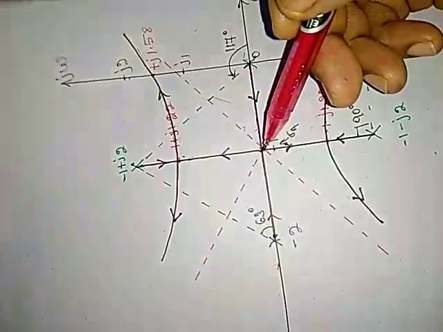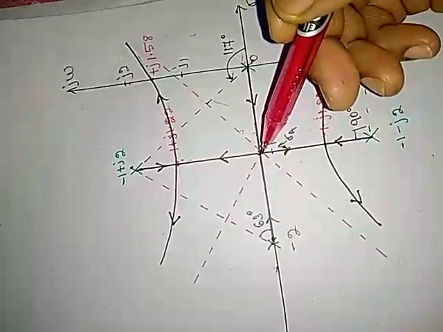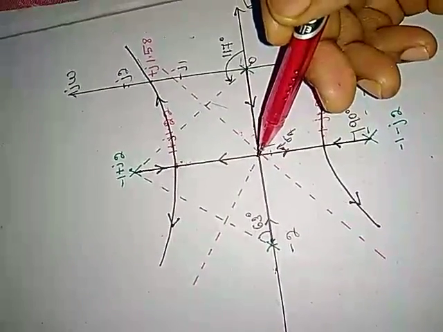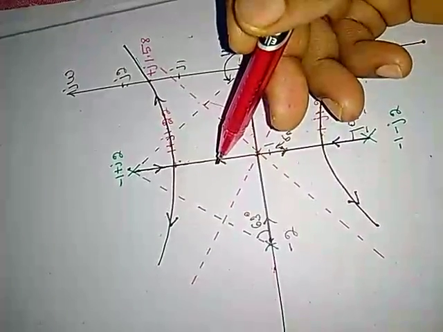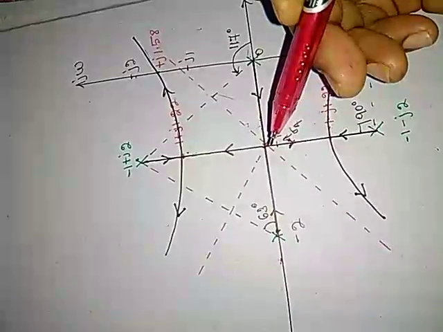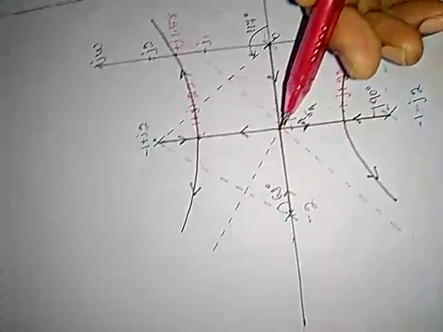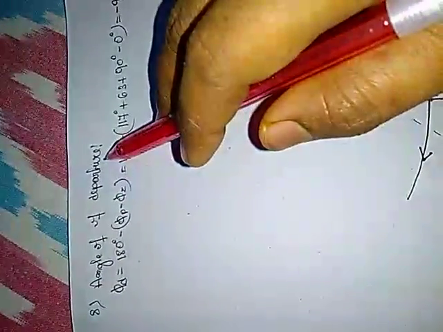Your root locus, which leaves from this real axis, moves exactly in this direction. And also, if you are confused, then before drawing the diagram you first find the angle of departure. The formula for angle of departure is phi d equals 180 minus phi p minus phi z. How you find phi p?